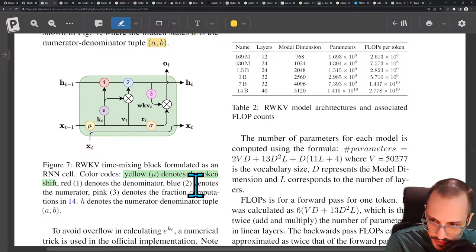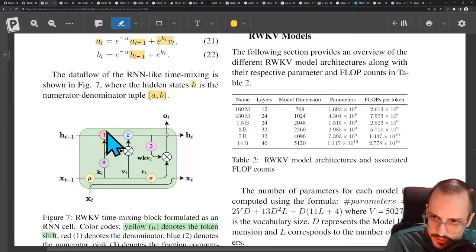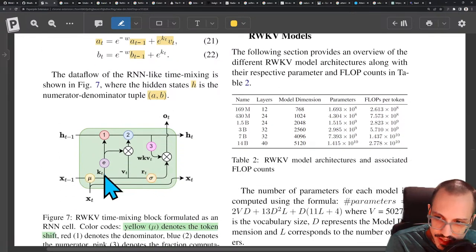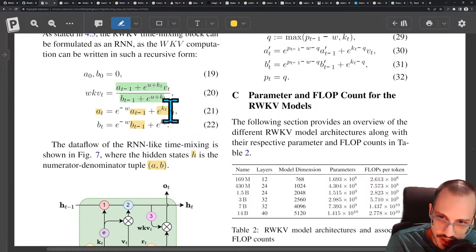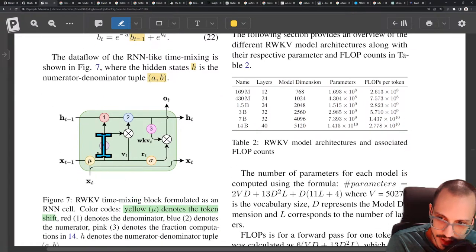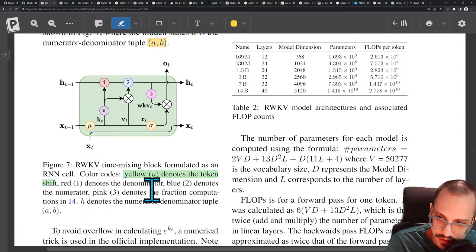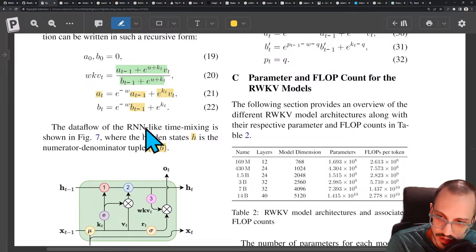Denotes the numerator. Pink denotes the fraction computations in 14. H denotes the numerator denominator tuple A, B. Okay, so here is the actual E to the KT times V of T. This term here is this term here. So E to the KT times V of T, and that gives you 2. And then E to the KT gives you 1, which is red, which is denominator. So this over here, plus HT minus 1.